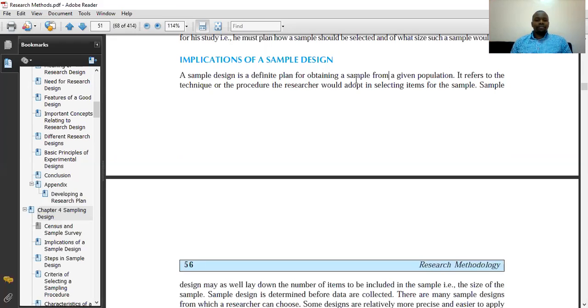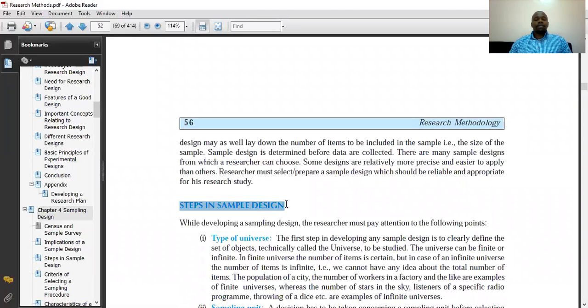So you cannot ask everybody. All right, so you can select particular people who can answer your question. So you want to get a sample of those people. Therefore, for you to get a sample of those people, you have to follow some specific steps, and also you have to consider some specific things. And that's why we are talking about the steps in sample design.